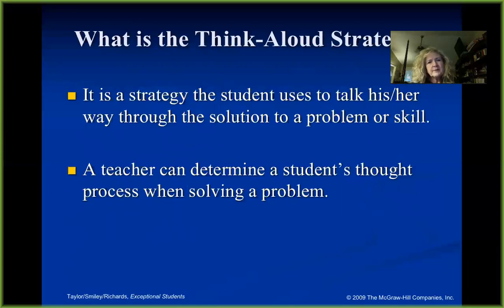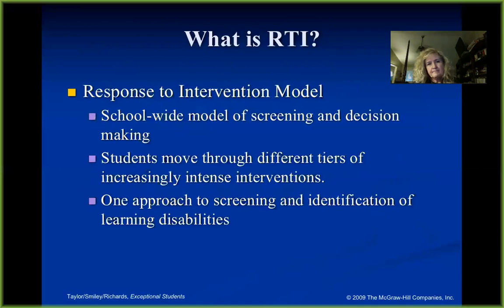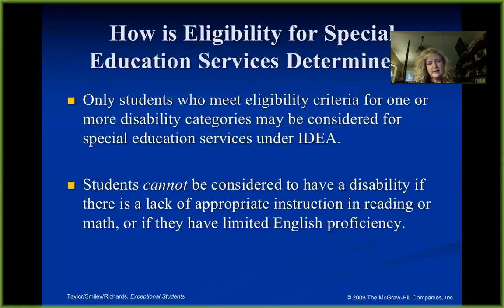The book talks about some strategies that we can use to help students work their way toward a solution to a problem, and the think aloud strategy is one of those. Particularly after we do some error analysis, we can teach students the appropriate strategy for solving a problem, and then teach them how to walk through that through an oral process. There's a description here of RTI, which I've already given you a little bit of, but the book talks about that in some detail.